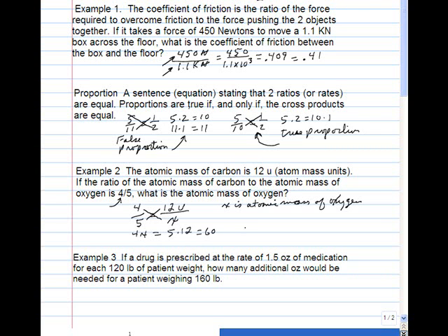And so if I divide both sides by 4 here, I get 4x over 4 equals 60 over 4. The 4's cancel on the left. 60 over 4 is 15. So I get the atomic mass of oxygen is 15.